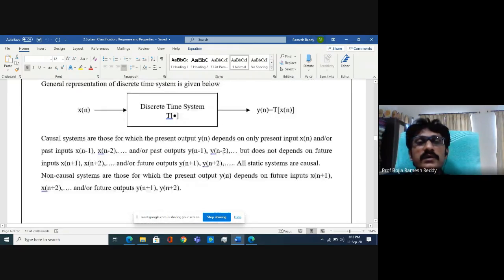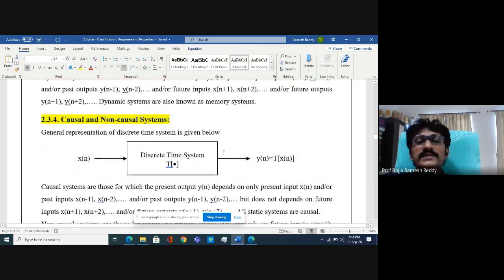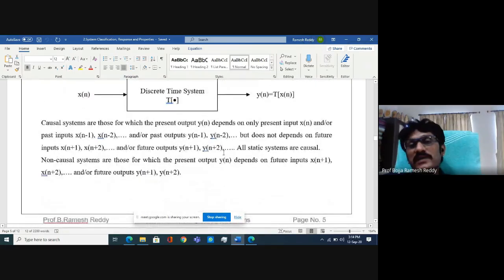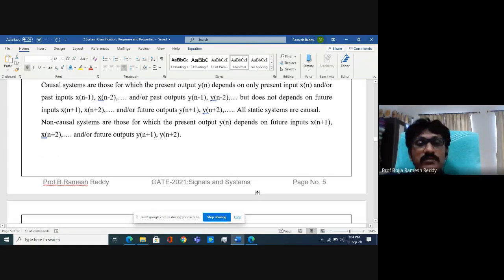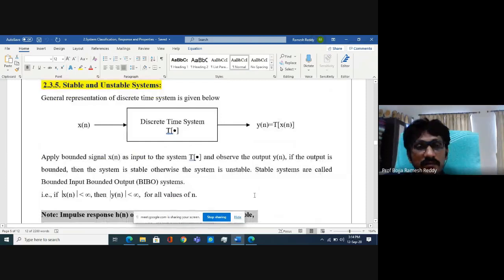Stability and causality are two important parameters in system design. A causal system is one where the present output may depend on the present input, past inputs and past outputs, but does not depend on future inputs and outputs. If the system output depends on future inputs and outputs, then that system is called non-causal. Don't go for non-causal system design. Always go for a causal system. Another one is a stable system.